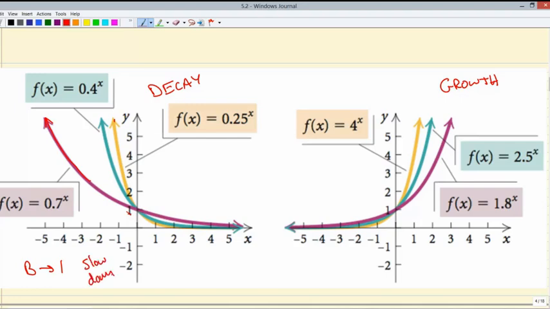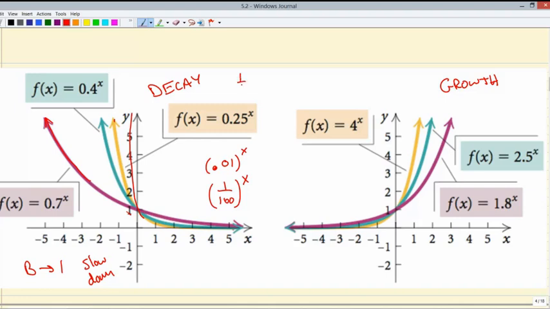So if you want something to decay really fast, you want a very small number. You'd want like 0.01 to the x power. That will decay incredibly fast. Why will it decay incredibly fast? Because this is 1/100th to the x power. That means every iteration you're dividing by 100, dividing by 100, dividing by 100.